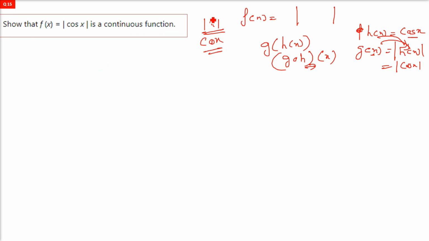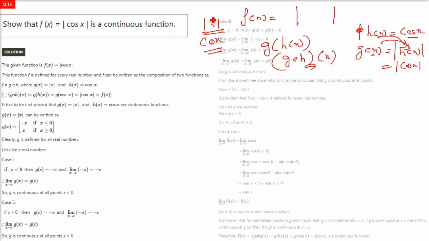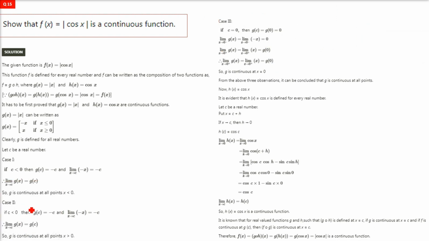So this cos x we have already done, so I'm not going to repeat it again. It will just be a repetition. But mod x we will just see here. So cos x is already seen. You can have a visit here.